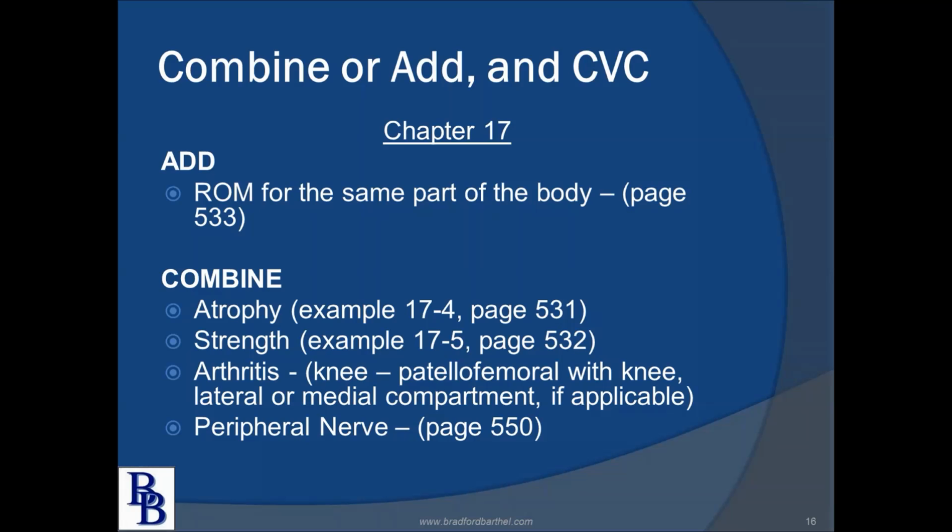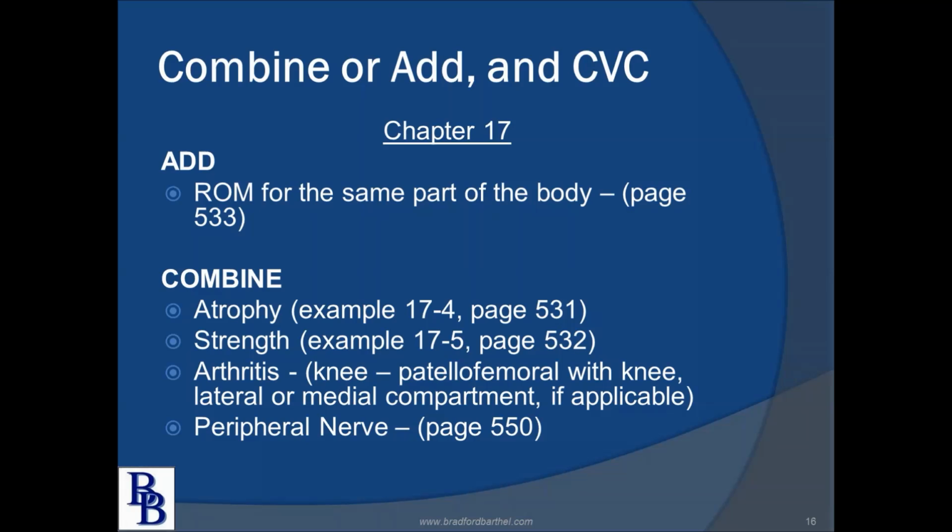I mentioned the lateral and medial compartment for arthritis. If there's arthritis in both of those, only the greater is taken. So for the knee, you potentially have arthritis at 3 different locations, and we would only use at most 2, and those would be combined.